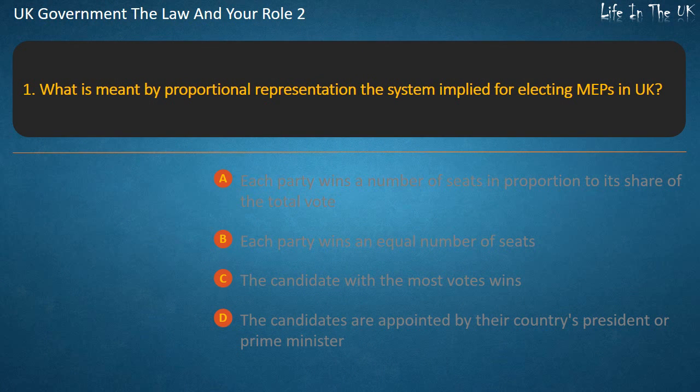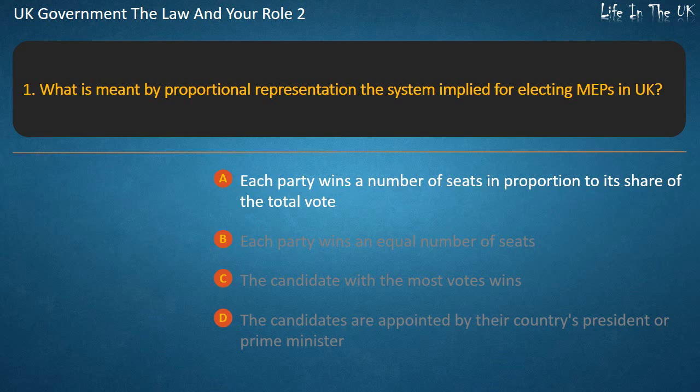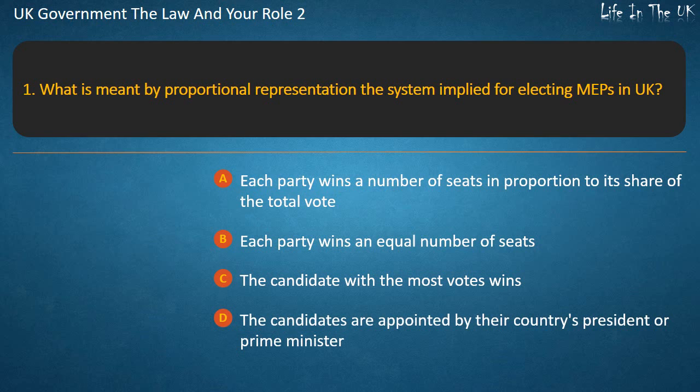Question 1. What is meant by proportional representation, the system implied for electing MEPs in UK? Each party wins a number of seats in proportion to its share of the total vote. Each party wins an equal number of seats. The candidate with the most votes wins. The candidates are appointed by their country's president or prime minister. Answer. Each party wins a number of seats in proportion to its share of the total vote.